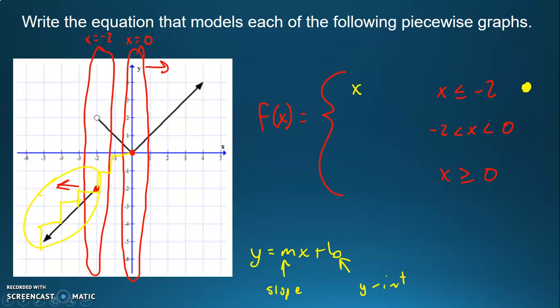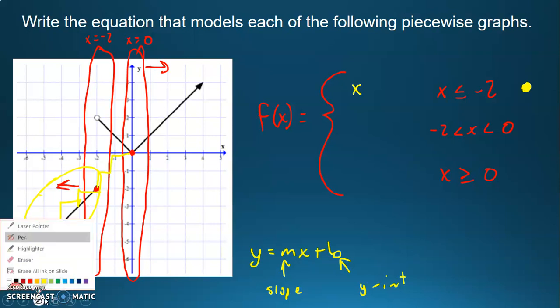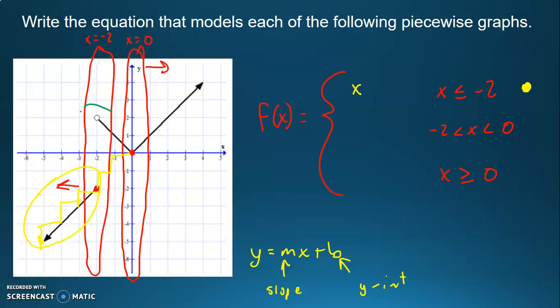So let's do a quick check. When x is -5, y should also be -5, and I have that point. I have a point at -5, -5. So now let's look in between my two breakpoints. So from when x is -2 to when x is 0.